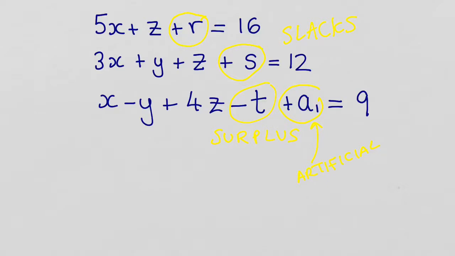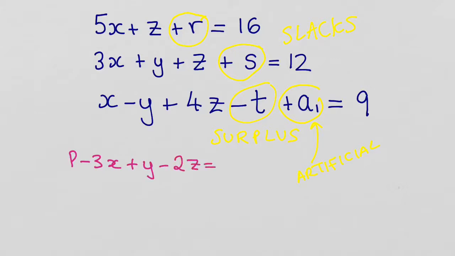Okay? If I had another constraint, then what I'd have to do is maybe use u for the surplus variable, and my next artificial variable would be a2. Okay, but I've only got 1 here. Now I've still got the same profit equation, objective function, so I'm going to have to deal with this.